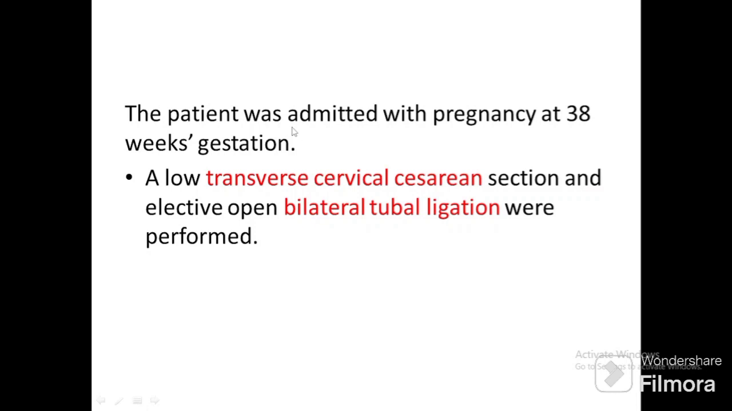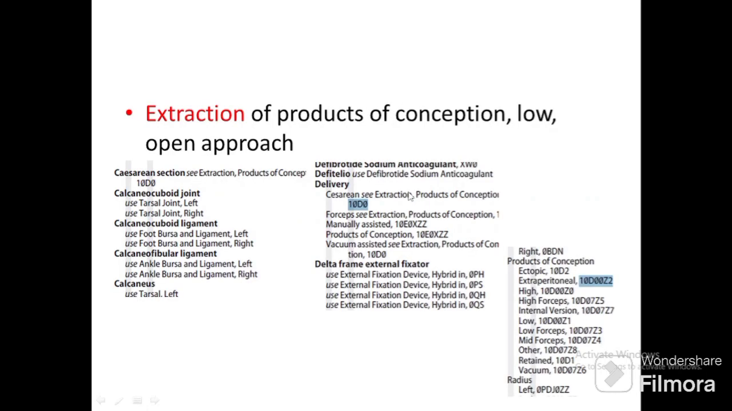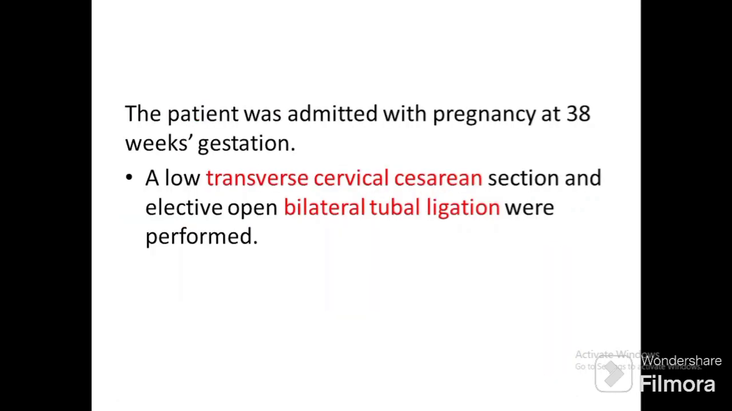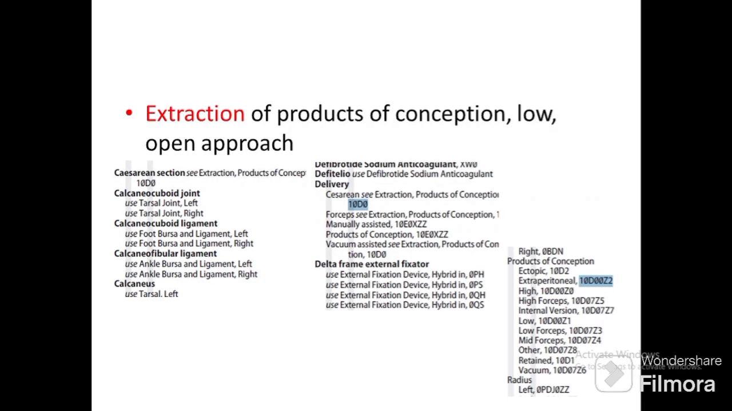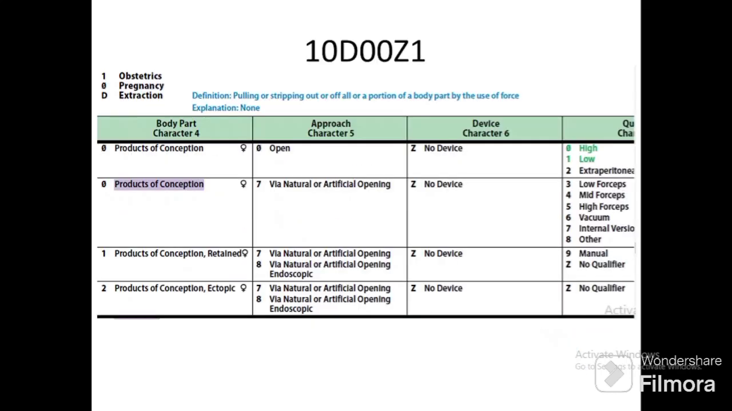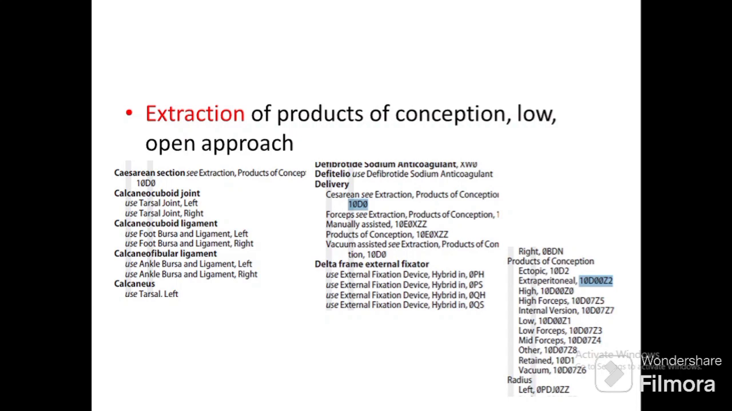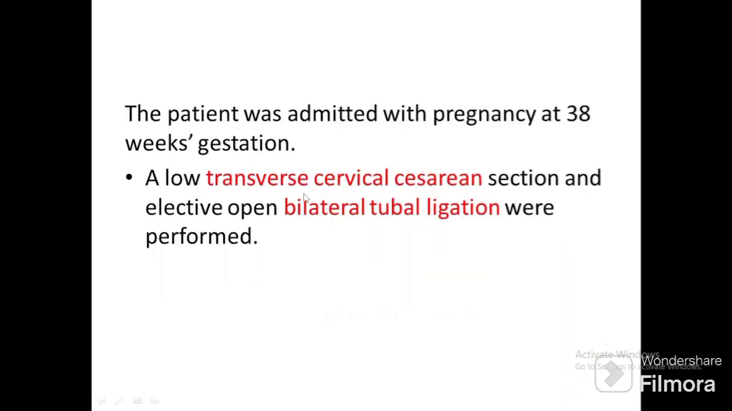So the patient was admitted with pregnancy at 38 weeks gestation, and a low C-section and elective open bilateral tubal ligation were performed. So there are two procedures happening here: one is the low transverse C-section and the other is the bilateral tubal ligation. The C-section is coded to the root operation extraction, and the bilateral tubal ligation is coded to the root operation occlusion. So first is the low transverse C-section.